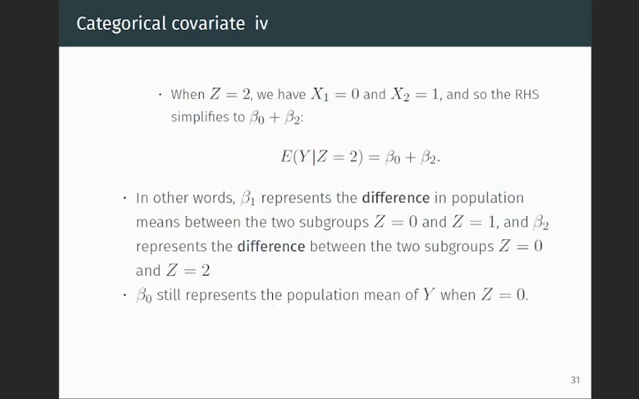And then similarly, if z is equal to 2, we get x1 is equal to 0, x2 is equal to 1, and so the right-hand side simplifies to beta 0 plus beta 2. And so beta 2 is also measuring a difference in means, and it's measuring the difference between the two subgroups z is equal to 0 and z is equal to 2. And then of course beta 0 still represents the population mean when z is equal to 0. So we get three coefficients, beta 0, beta 1, beta 2. Beta 0 is the population mean when z is equal to 0, and then beta 1, beta 2 measure a difference in population means.